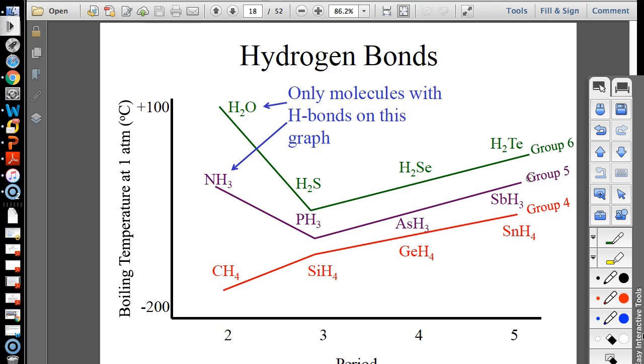All right, anyway, ammonia hydrogen bonds, but then we see that this won't hydrogen bond, and the boiling point is going up again because the elements become more polarized, they have more electrons. And then methane cannot hydrogen bond because it doesn't have a hydrogen connected to an N, O, or F. And so the boiling point as I go down group 4 just goes up because of the increasing London dispersion forces.